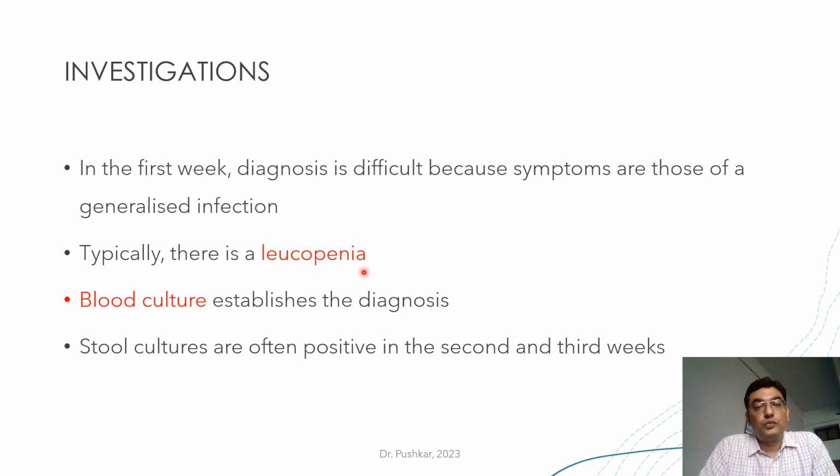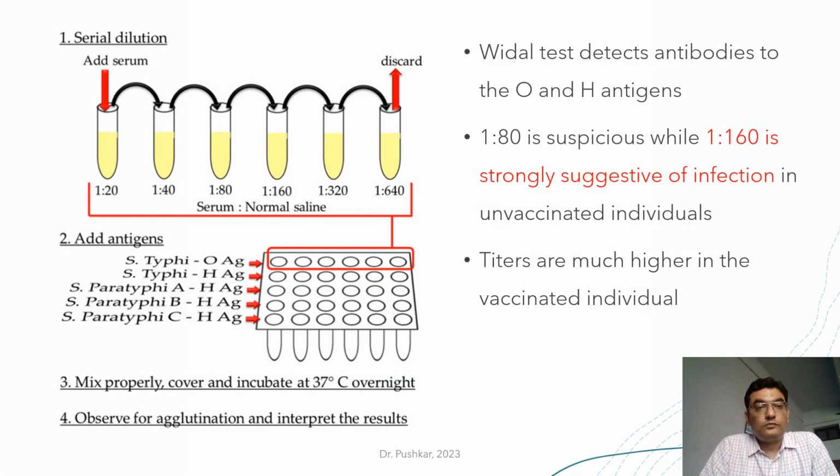If you want to confirm the diagnosis early, then blood culture is there. It can detect the bacilli in the first week, as well as stool cultures. However, they become positive in the second or third week. One important test is the Vidal test.